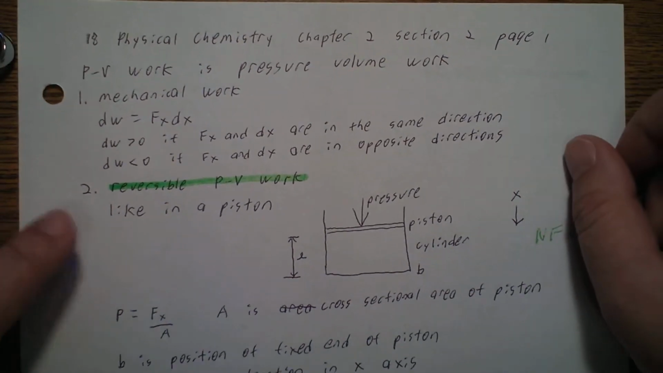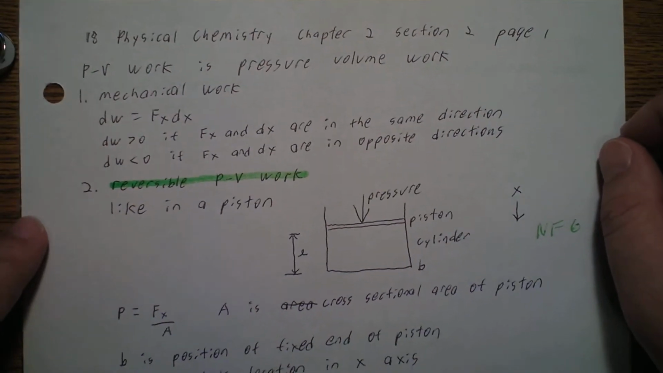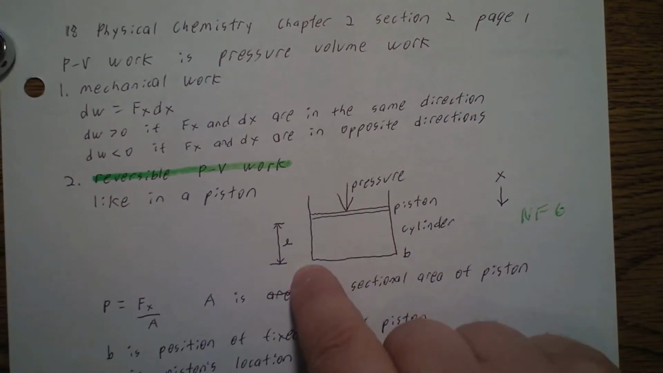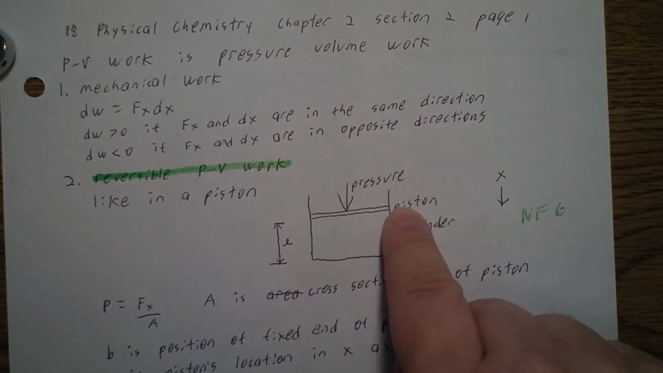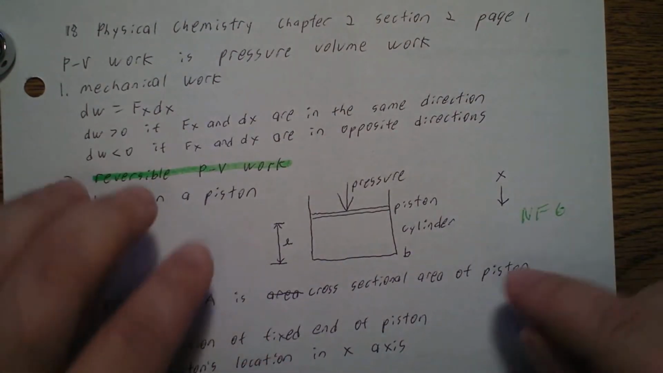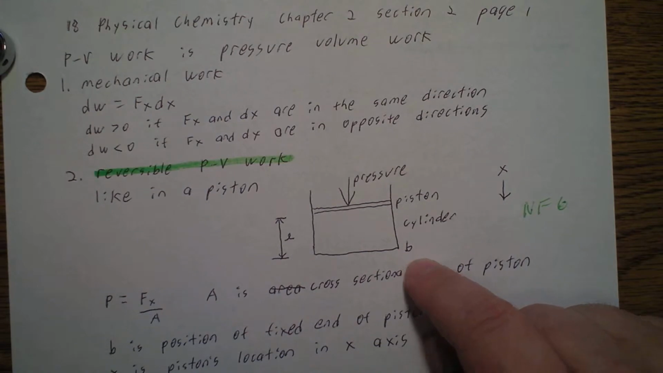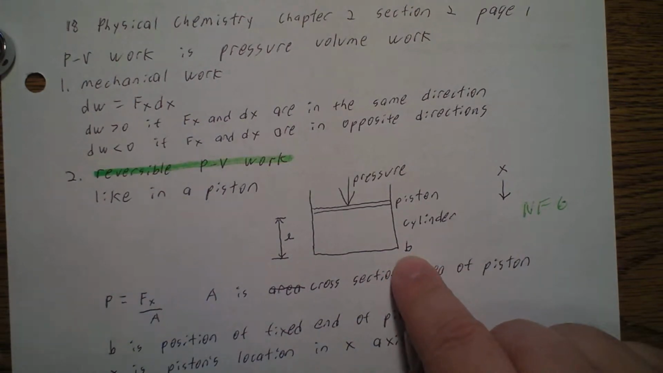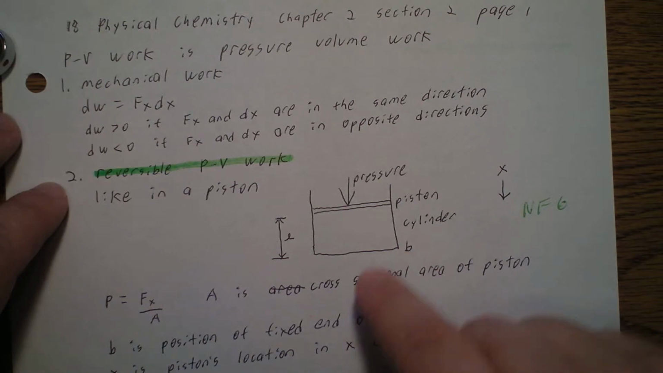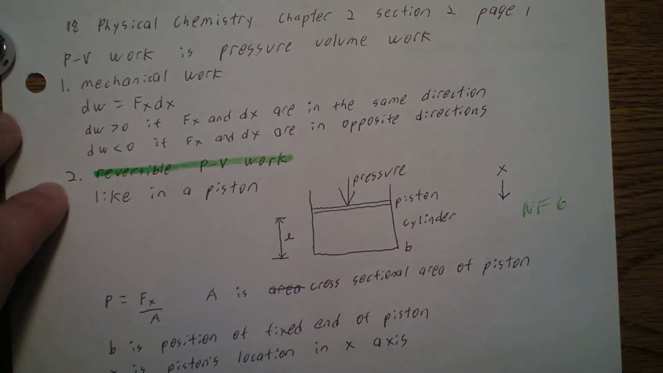Now, first let's talk about reversible PV work. Let's look at a piston here. So this is the cylinder. Here's our piston. We've got pressure pushing down on it. We're going to say this bottom position here is b, just arbitrarily calling it lowercase b so we have a reference. That's the fixed end of the position. This is not going to move.